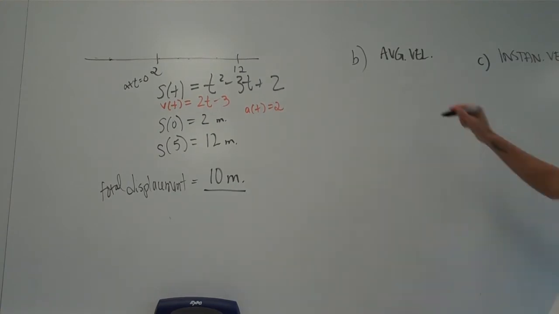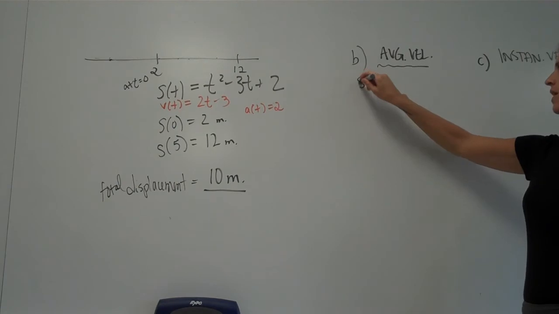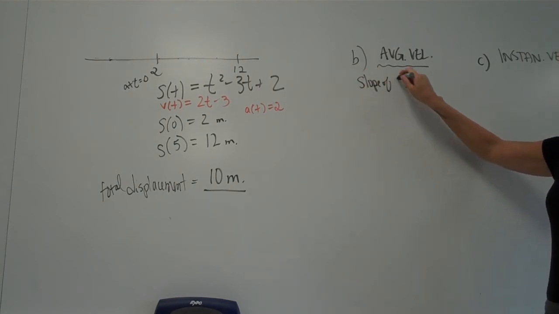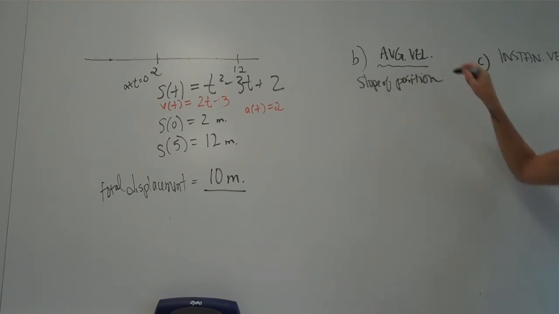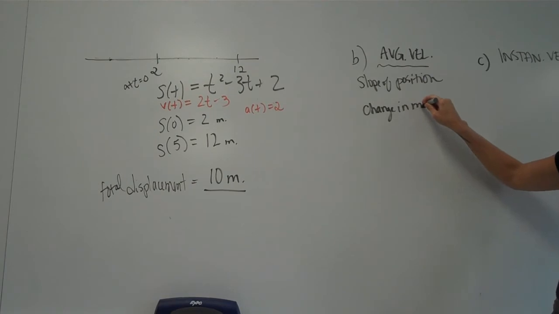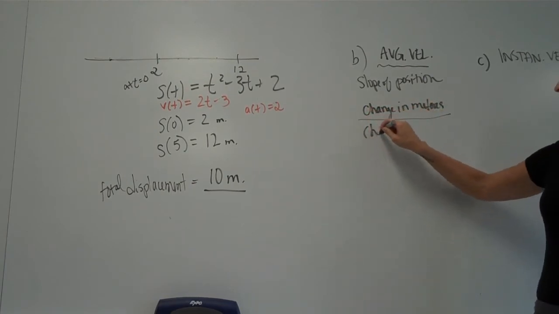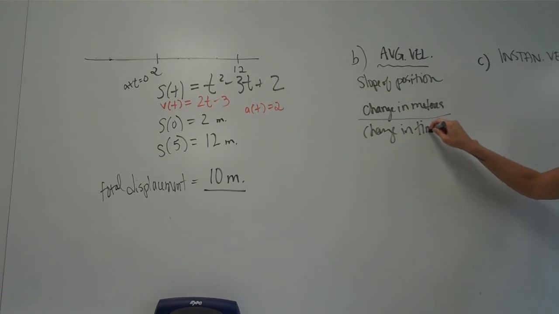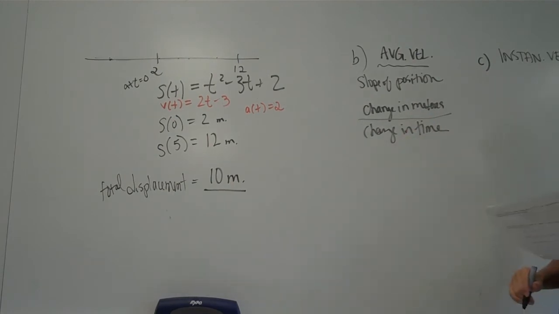Obviously 5 seconds. So to find the average velocity, I'm basically just finding the slope of position, or I'm finding out how much did I change in meters over how much did I change in time. Because I always think, and this is my biggest downfall of these problems, if I'm talking about an average velocity, velocity is meters per second, but it's an average velocity, so I'm not going to use the derivative.